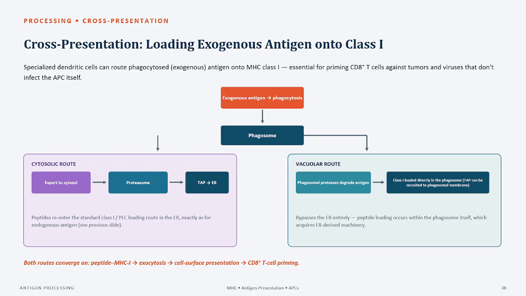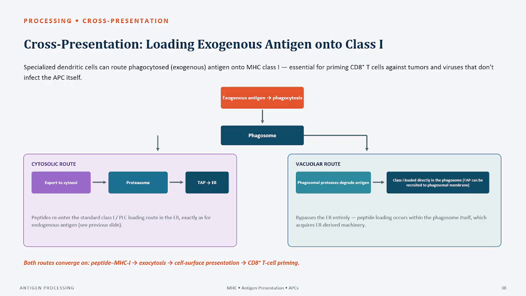The cytosolic route relies on the traditional cytoplasmic and endoplasmic reticulum protein degradation machinery. The internalized exogenous antigen is transported out of the phagosome into the cell cytoplasm. Then once it is in the cytosol, the antigen is broken down into shorter peptide fragments by the proteasome complex, and the resulting peptides are transported via the transporter associated with antigen processing, the TAP proteins, across the membrane and into the ER.